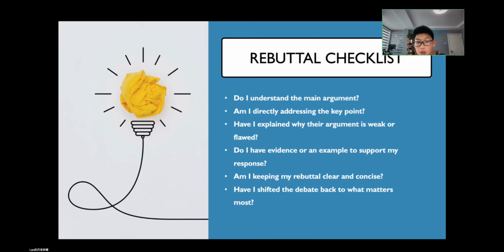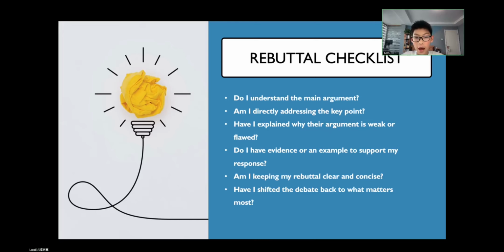You need to keep your rebuttals clear and concise, like your arguments, to make it easier for the judge, the opposition, and the audience to follow. An unclear and unconcise rebuttal may confuse everyone and make the judge lose favor of you because they don't even understand what you're trying to convey.